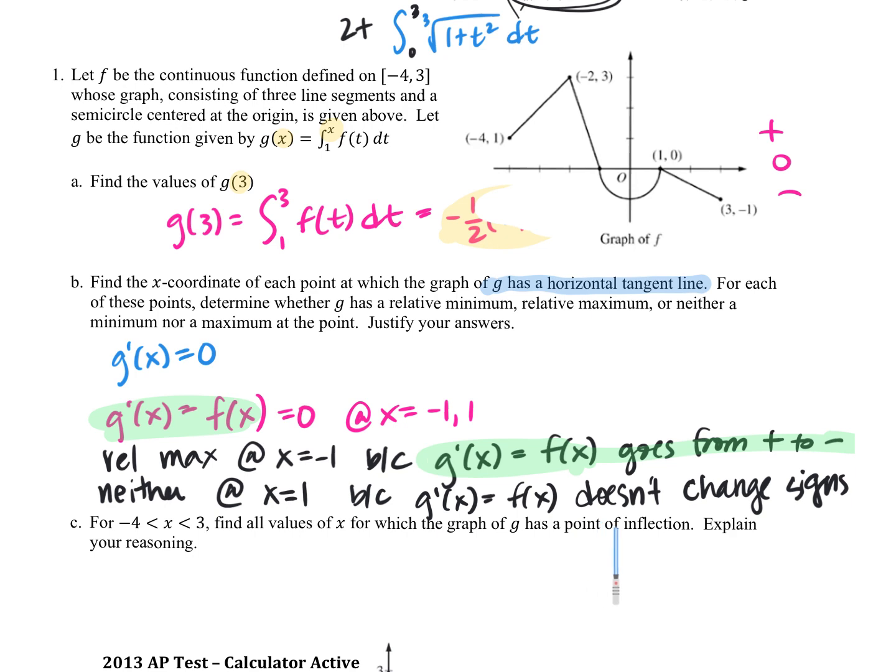Sammy, we're back to this point of inflection. What makes g have a point of inflection? When g double prime changes signs, so it's the slope of that. Okay, so here's the deal. When it says explain your reasoning, boom, we got our point right there. They're saying for what values of x does g have a point of inflection? We don't even know what g double prime is, but let's look back here. It's f prime. If g prime is f, isn't g double prime going to be f prime?